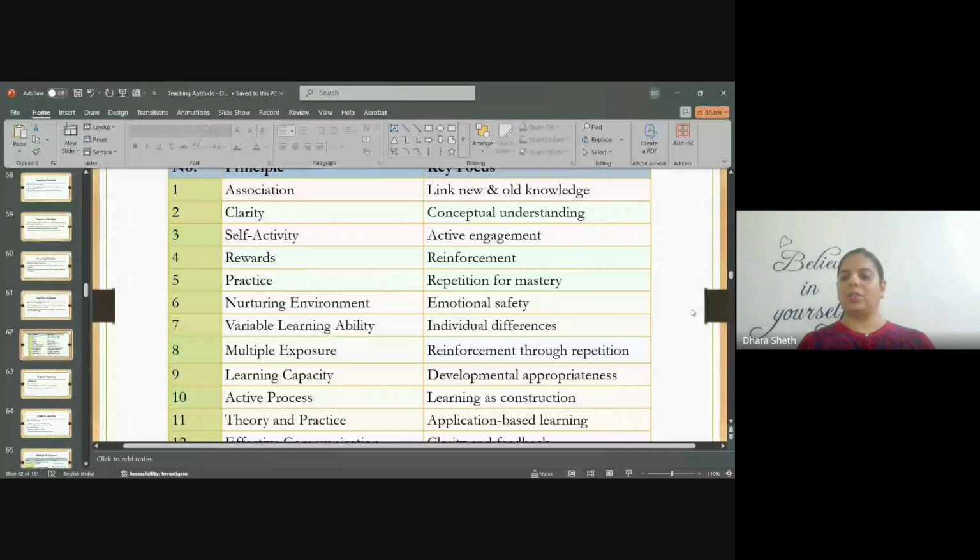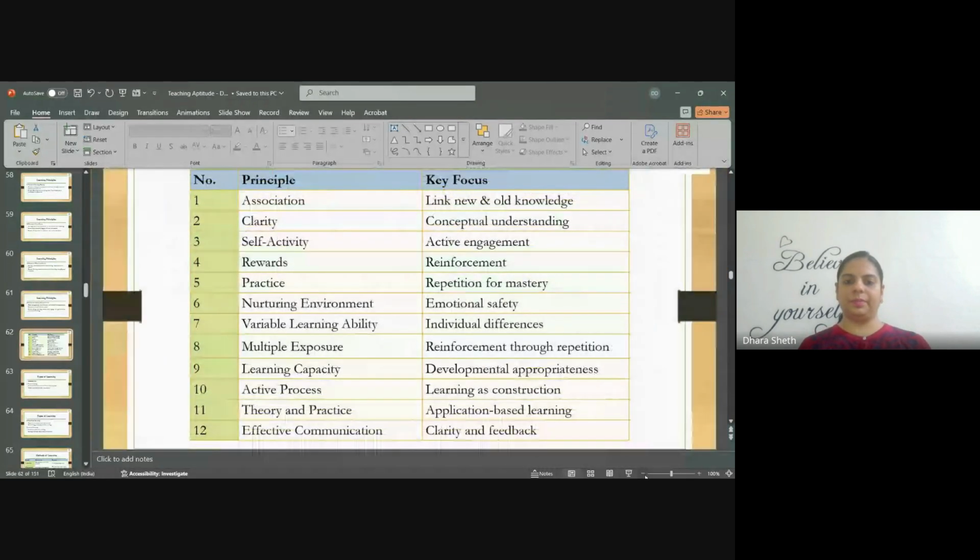Okay. So this is where you can take a look at everything in one go. This is a screenshot that you should have actually. Ninth is learning capacity. In this one screenshot, you will get all the 12 points. No one is going to ask you what are the 12 principles, but these are the things that impact learners.